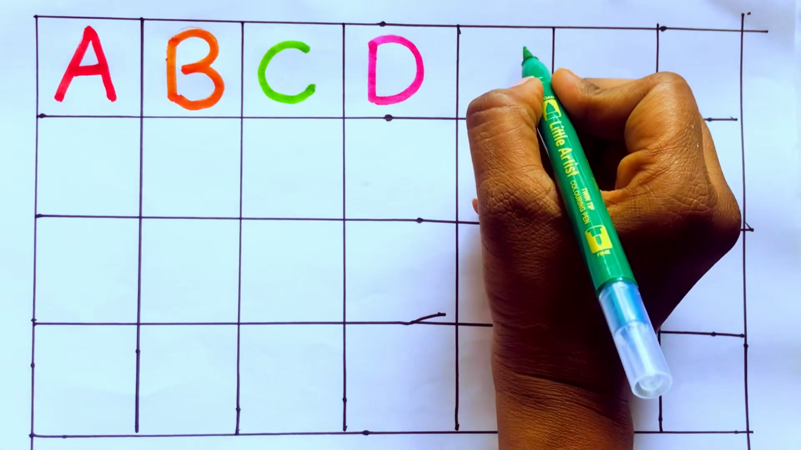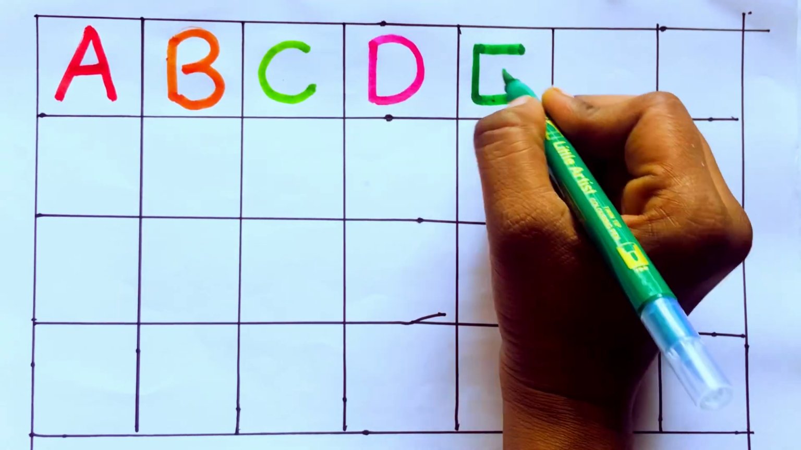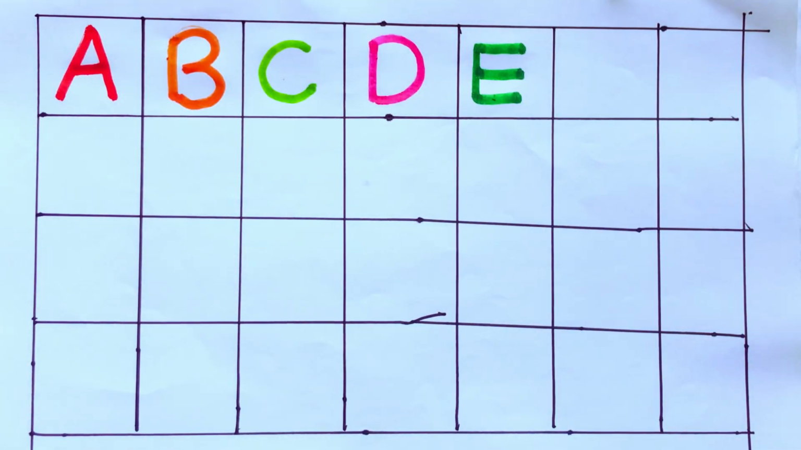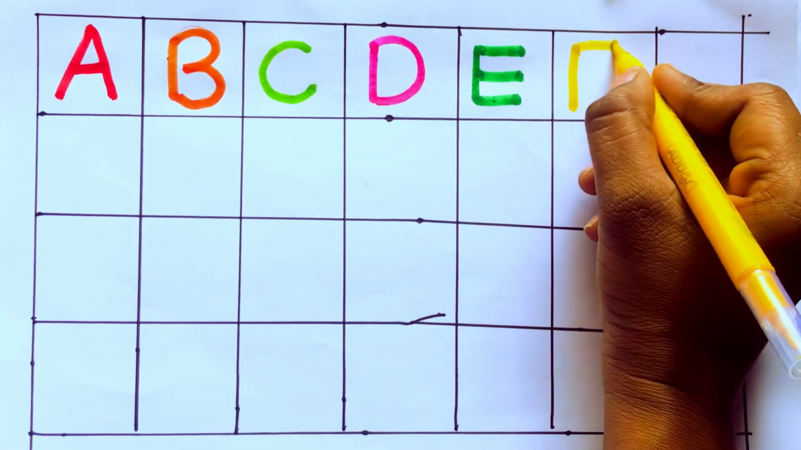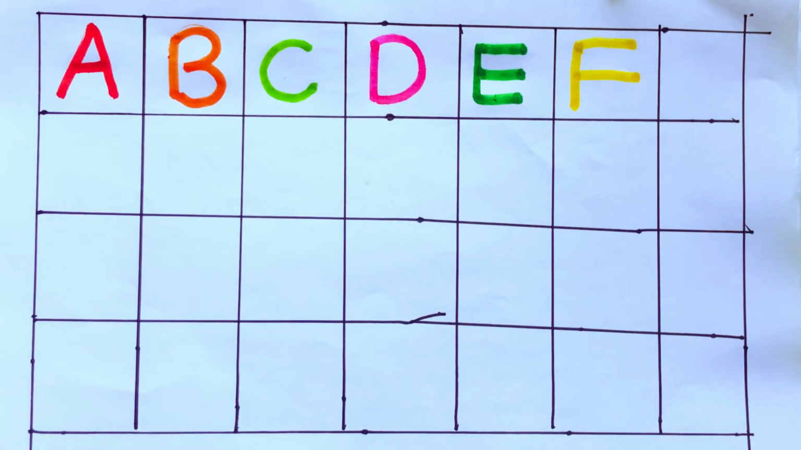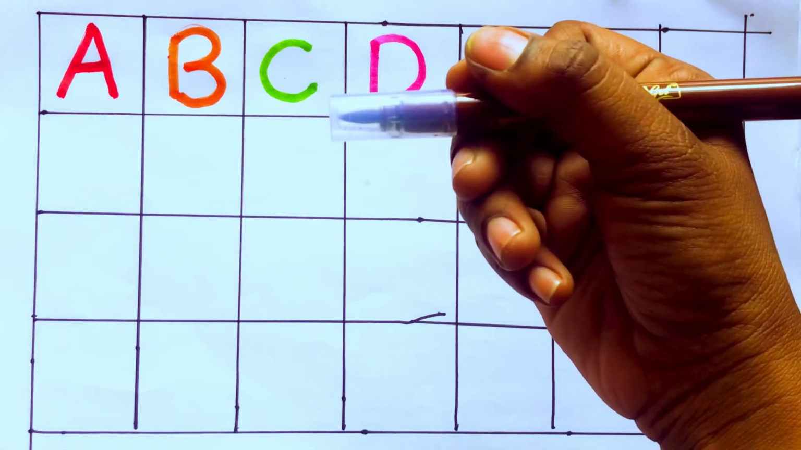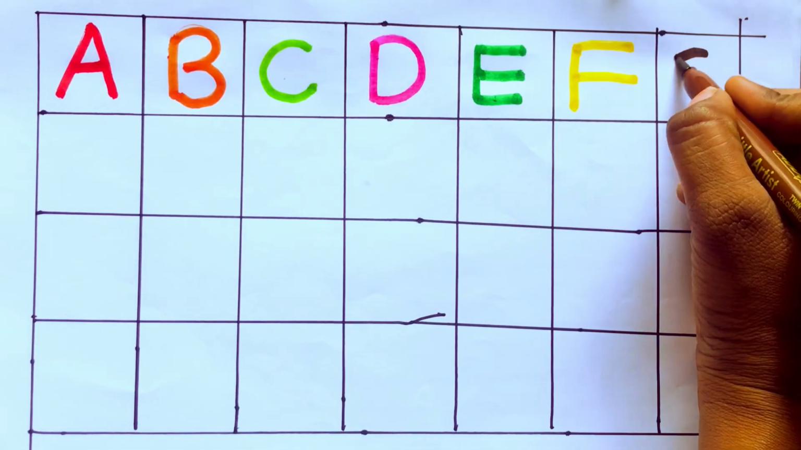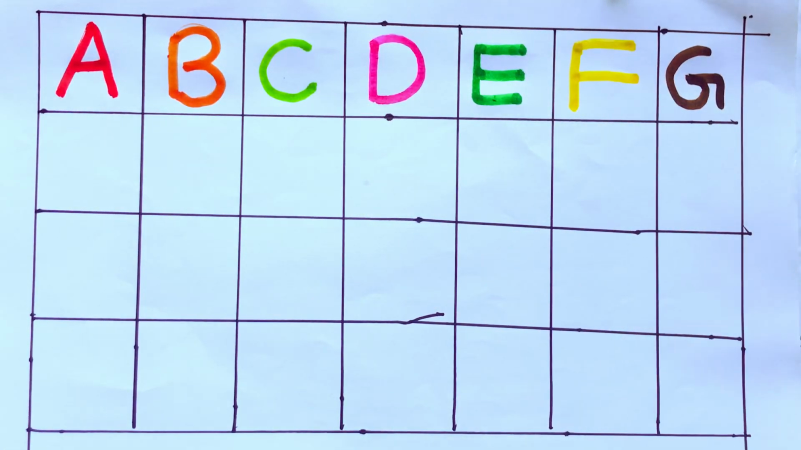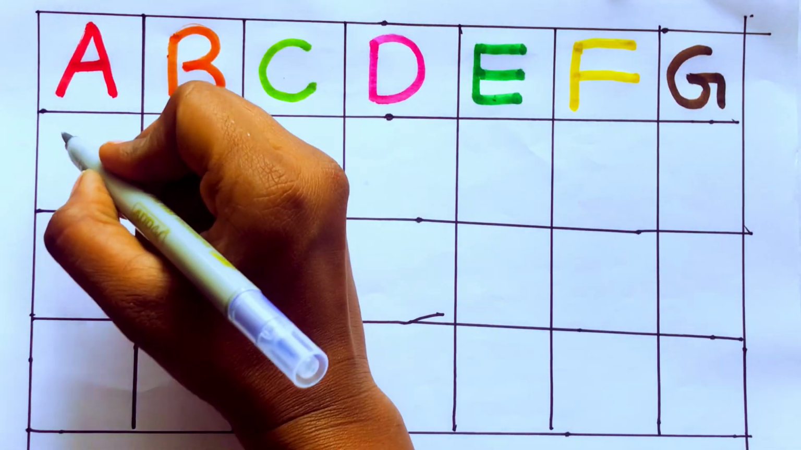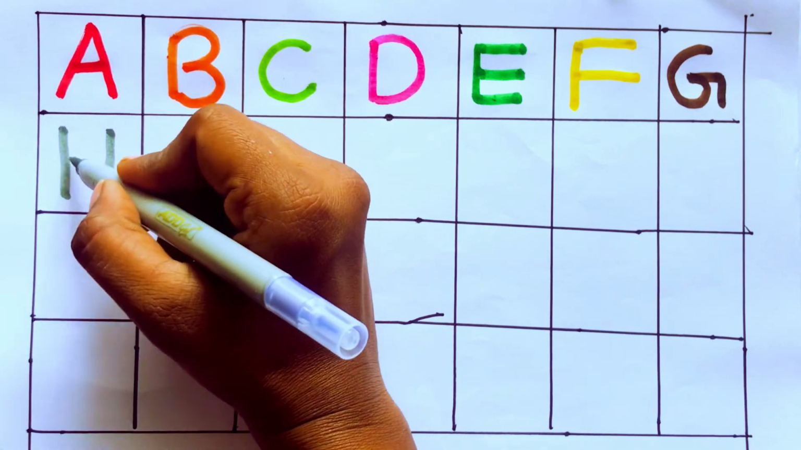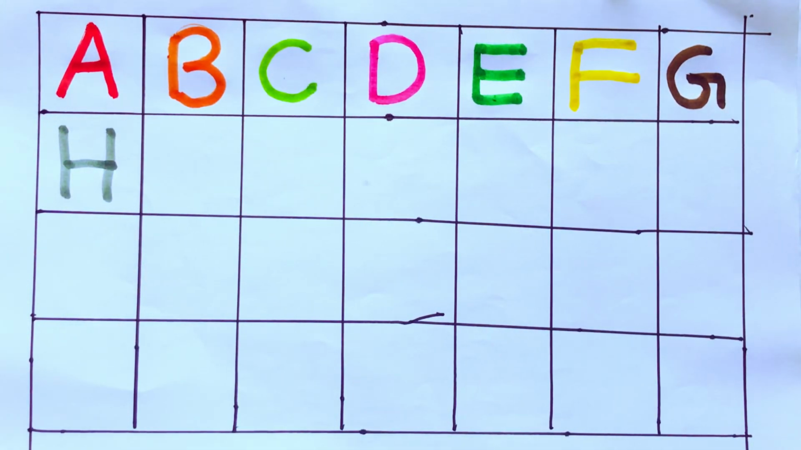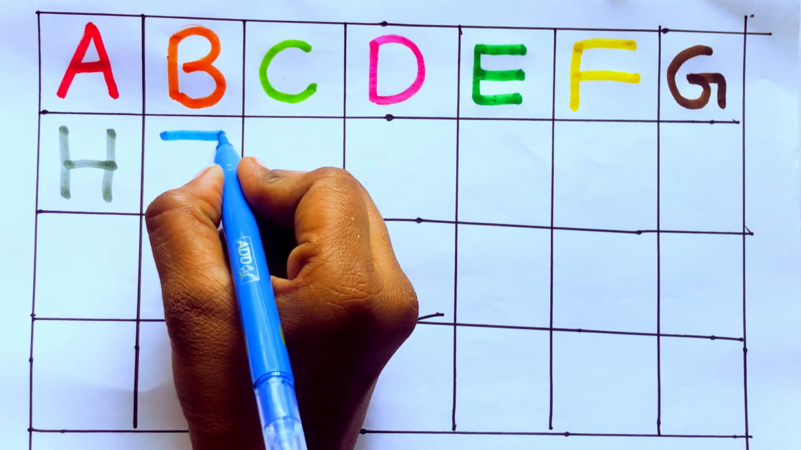Green color E. E for elephant. Yellow color F. F for fish. Brown color G. G for goat. Grey color H. H for hat. Sky blue color I. I for Independence Day.